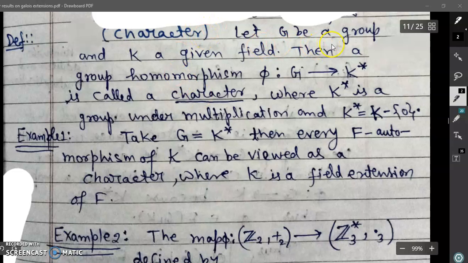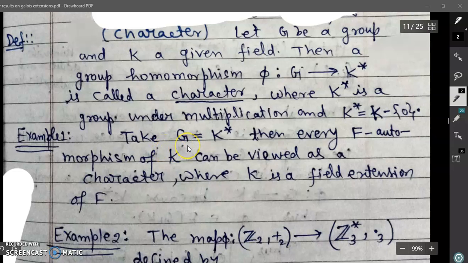So let G be a group and K a given field. Then any group homomorphism phi from G into K star is called a character. Here are examples of character. Note that you have learned groups, group homomorphism, etc. So just remember the definition of group homomorphism.